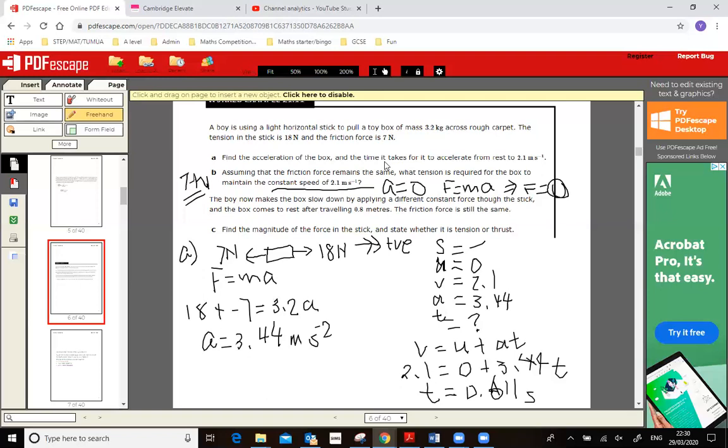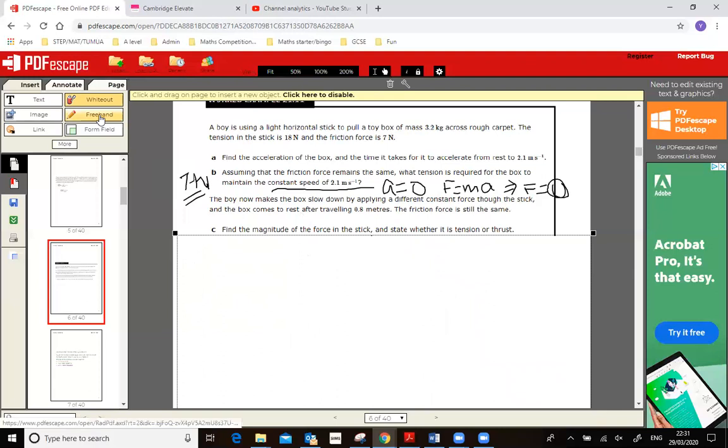Sorry, part C. Find the magnitude of the force in the stick and say whether it is tension or thrust. Right, so if the box starts to slow down, that means we will have a different acceleration and hopefully it should come out to be negative. So let me just quickly clear the screen. Okay, so let's start again for part C.